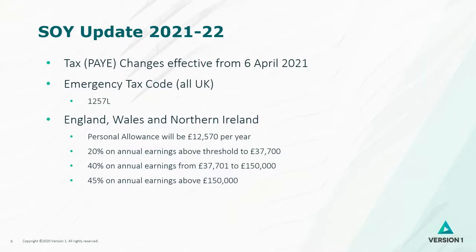So, for England, Wales, and Northern Ireland, as indicated by the emergency tax code, the personal allowance will be £12,570 for the year, which is a slight increase on last year by £70. Don't spend it all at once. With the 20% threshold being £37,700, and then 45% applying from £150,000 per year.